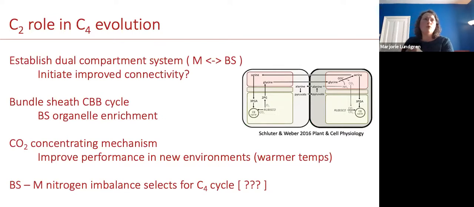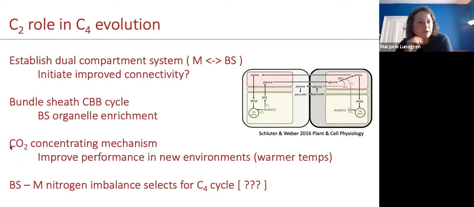So what role does that physiology play in terms of C4 emergence or C4 evolution? There's a few key things that it's doing. First, C2 photosynthesis establishes this dual compartment system that's required for C4 photosynthesis, this mesophyll bundle sheath dual cell system. For that to happen, these C2 plants must start initiating this improved connectivity between the two cell types. So that's one step closer to making C4 work. C2 plants also introduce the bundle sheath Calvin cycle. And in order for that to work, there must be bundle sheath organelle enrichment. So again, you're stepping towards a C4 phenotype.